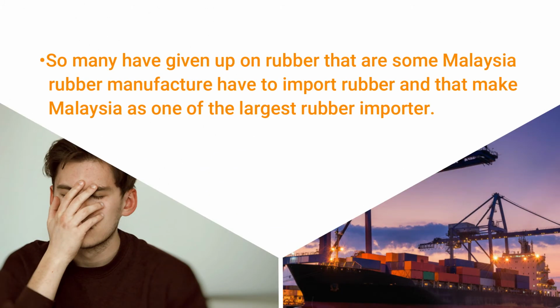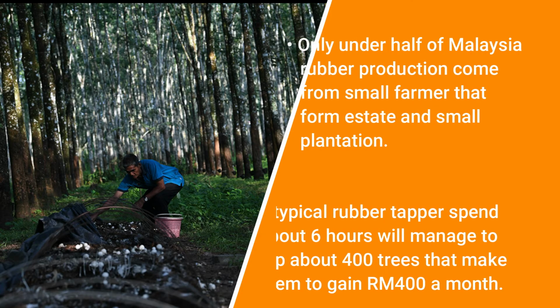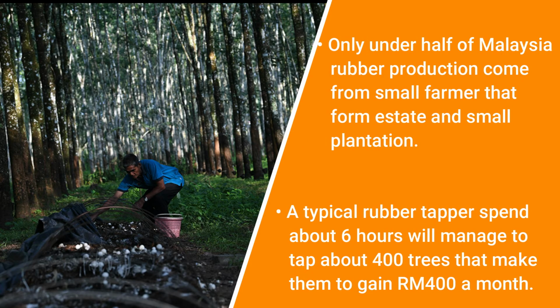So many have given up on rubber that some Malaysian rubber manufacturers have to import rubber, and that makes Malaysia one of the largest rubber importers. Traditionally, just under half of Malaysia's rubber production comes from small farmers that farm in estates and small plantations. In the 1990s, a typical rubber tapper spending about 6 hours a day would manage to tap about 400 trees. It made them gain 400 ringgit a month.